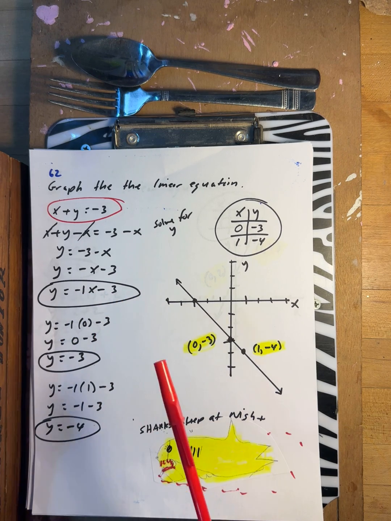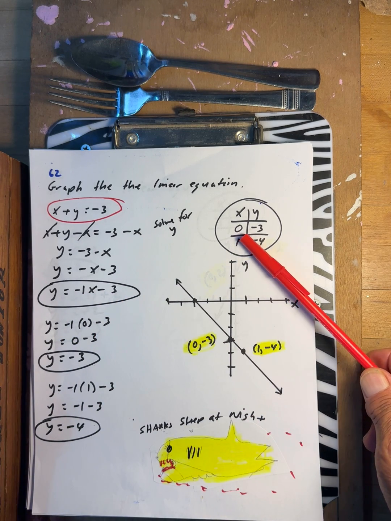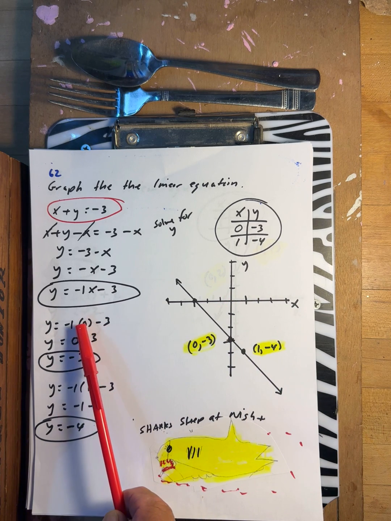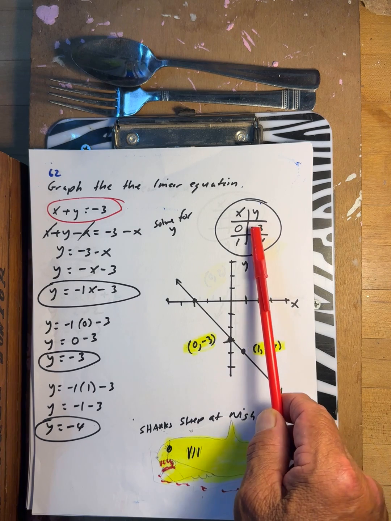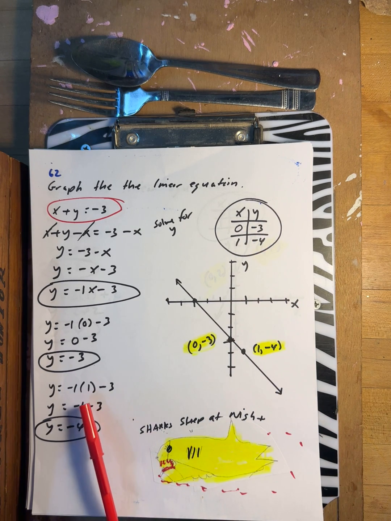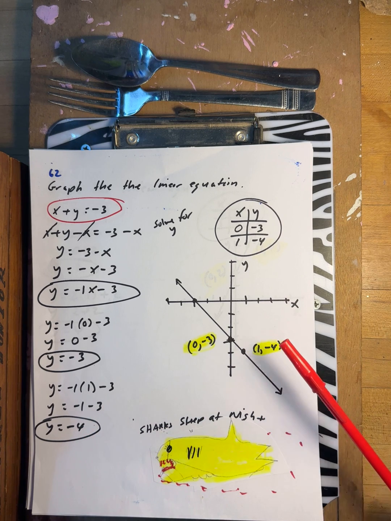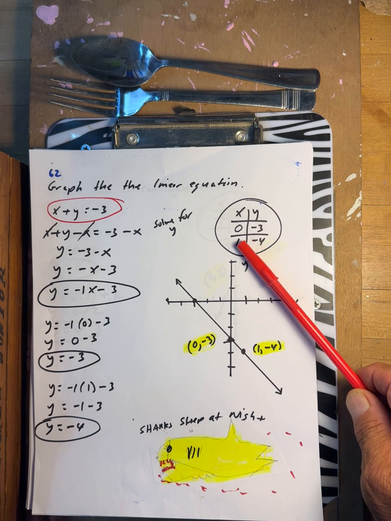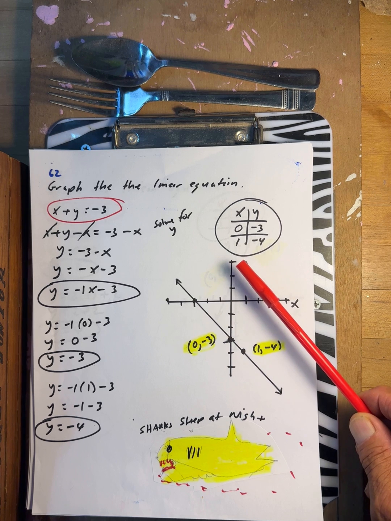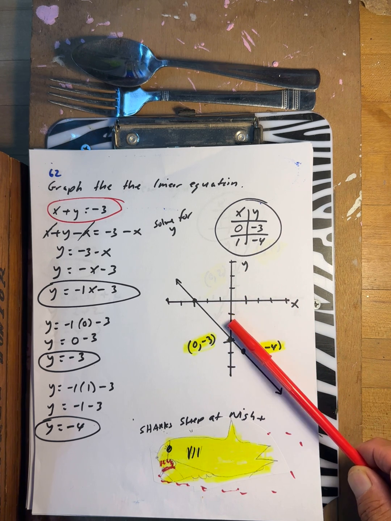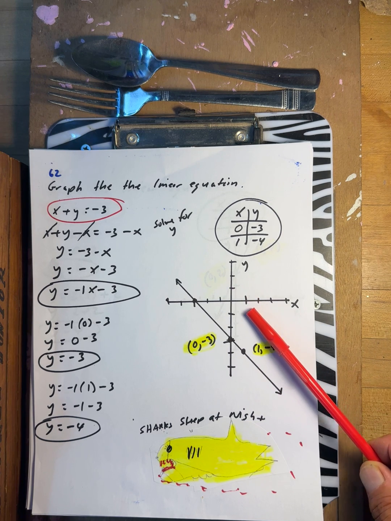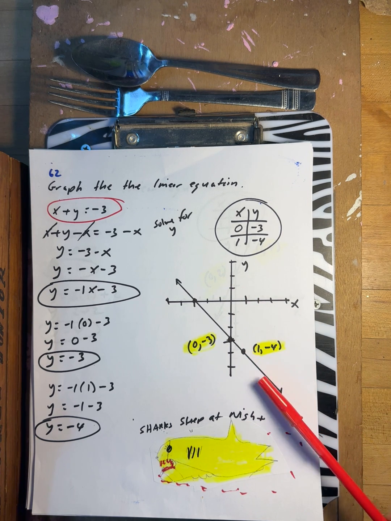Now, get some easy numbers. I say 0, because 0 goes in here. And 0 times negative 1 is 0. 0 minus 3, negative 3. So there's a pair. 1, another easy number. 1 times that is negative 1. Negative 1, negative 3 is negative 4. So we have 0, negative 3, and 1, negative 4. So 0 and negative 3 is down here. 1, 2, 3. And 1 and negative 4 is right here. And then what do we do? Connect the line.